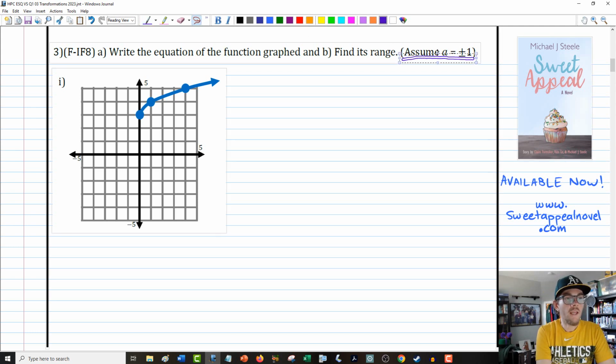The one nice thing, though, is that we're told to assume that a is plus or minus 1, and that's really helpful because it just means that there's not going to be any scaling or dilation that happened to our graph. We're just going to have to figure out whether it's positive or negative.